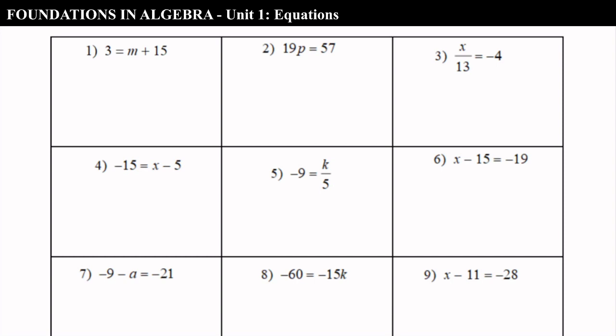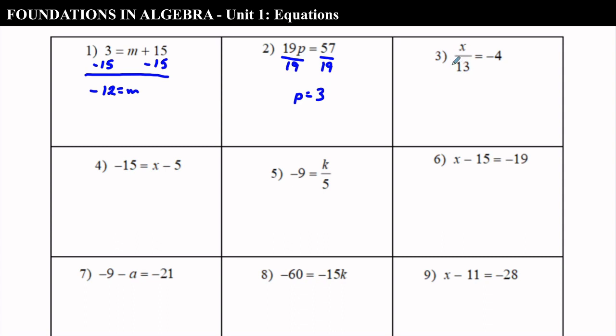All right, so for example 1, if I want to get m by itself, I have this plus 15 on this side. I need to move it to the left-hand side, so I'm going to subtract 15 from each side. And when I do that, that gives me negative 12 equals m. On this one, I've got 19 times p. To undo that, I use the inverse operation and divide each side by 19, because whatever you do to one side, you have to do to the other. And so we get p equals 3.